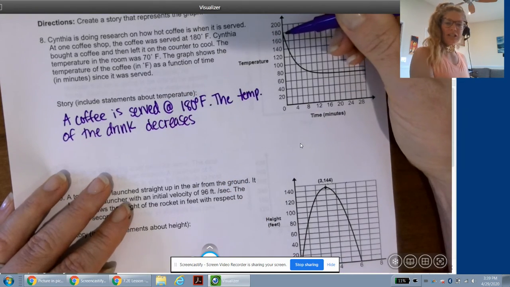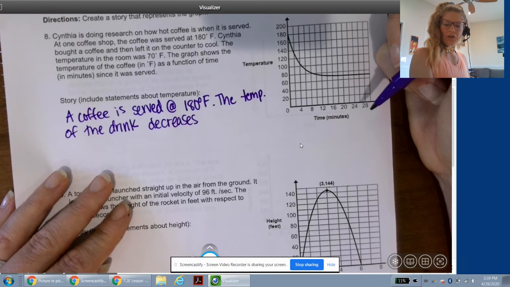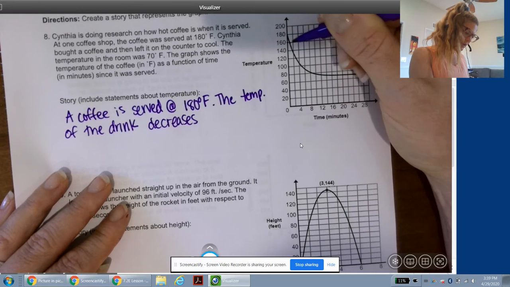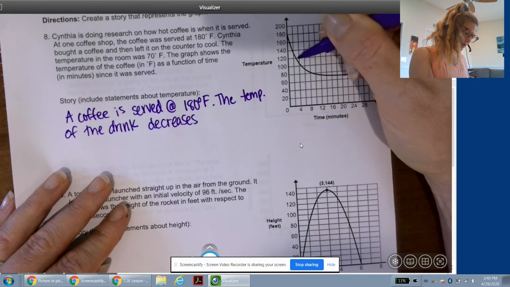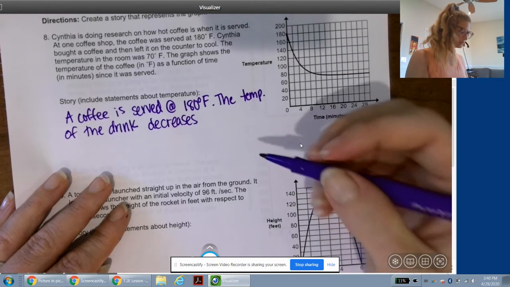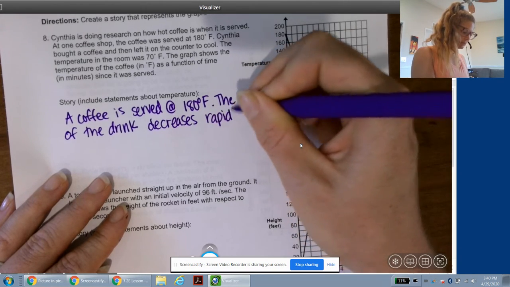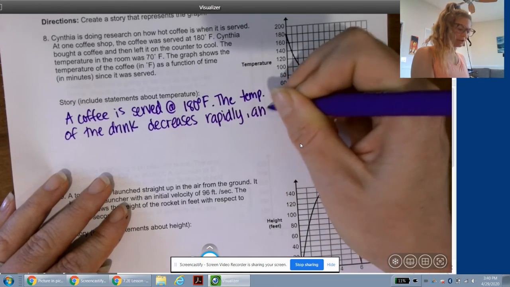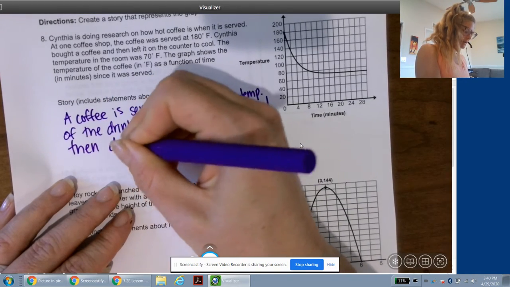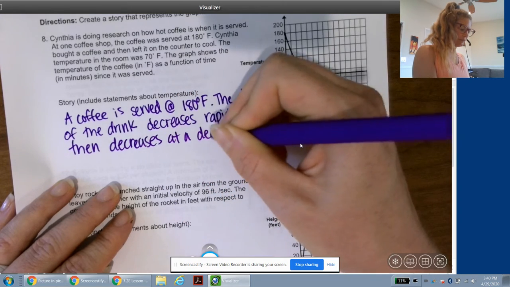And does it decrease just a little bit? Does it decrease steadily at a constant rate? Or does it decrease really fast? So notice from here to here, it only decreased this much. So it looks like it decreased rapidly, and then the decrease starts to level out. The temperature of the drink decreases rapidly, so not at a constant rate, fast. And then decreases at a decreasing rate.